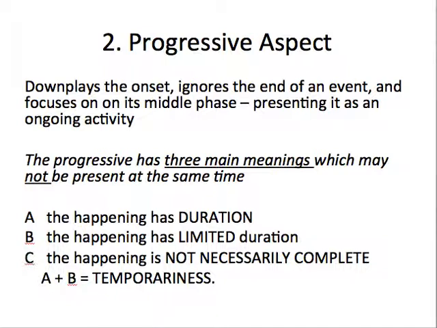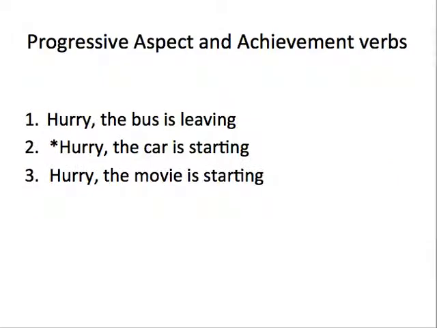And so if you take A and B, okay, duration and limited duration, it gives a sense of temporariness or provisionality. Notice how progressive aspect can interact with certain achievement verbs. Have a look at these sentences and notice how they are kind of weird. Notice how this is all based upon our understanding of how the world works rather than the verbs themselves.